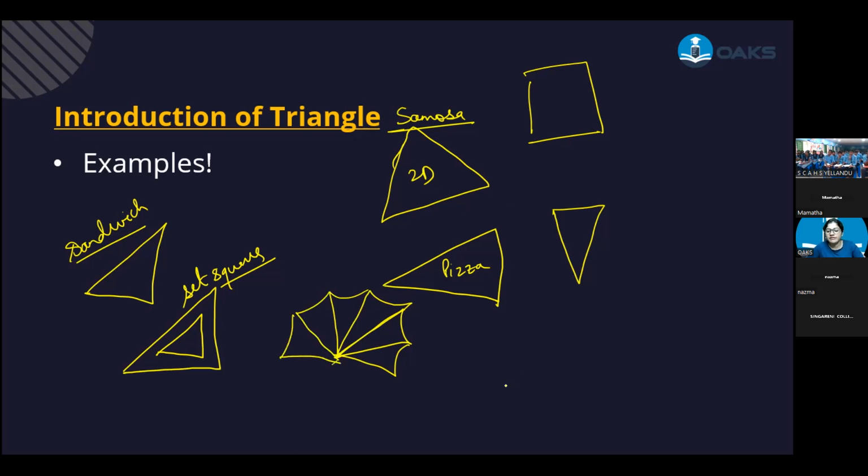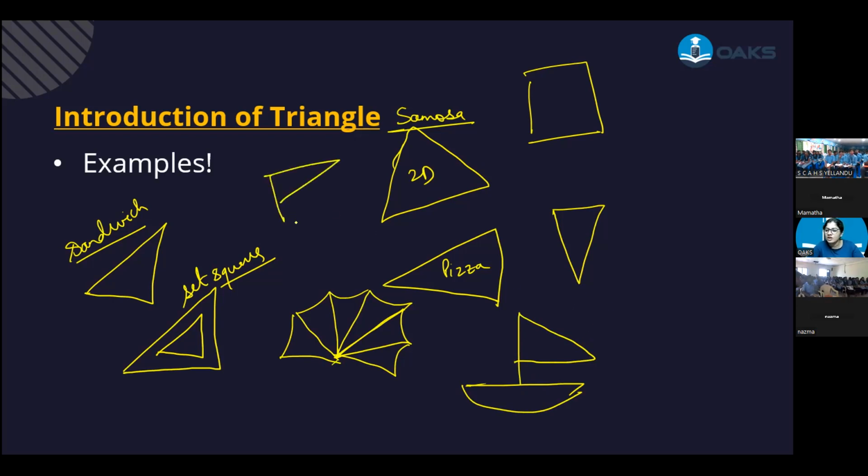Okay. So if we have a boat, and we have a cloth on that boat that helps the boat to sail, right? That is also in the shape of a triangle. Or we can say some flags we see on the streets also look like triangles. Okay, these are some examples which look like triangles.